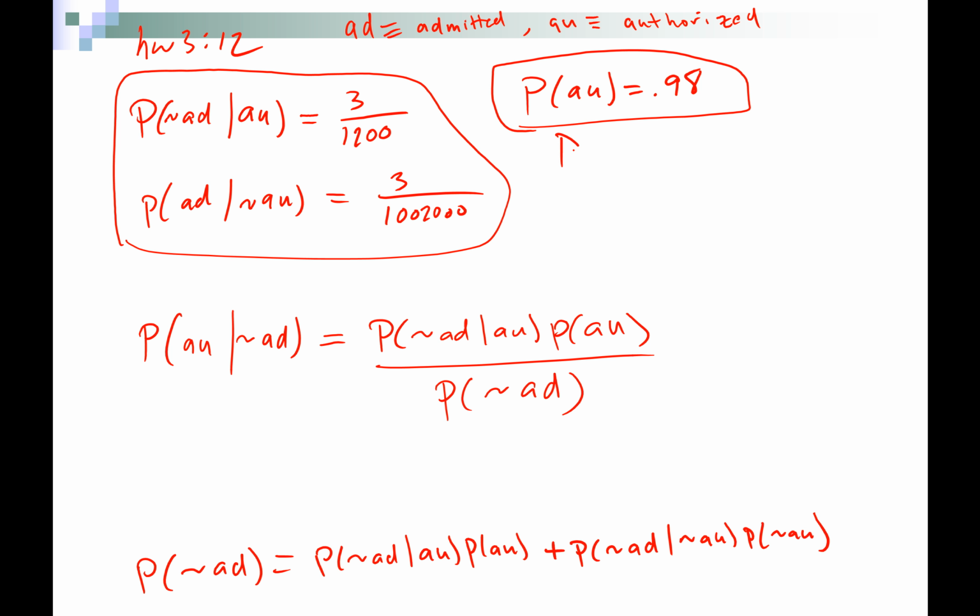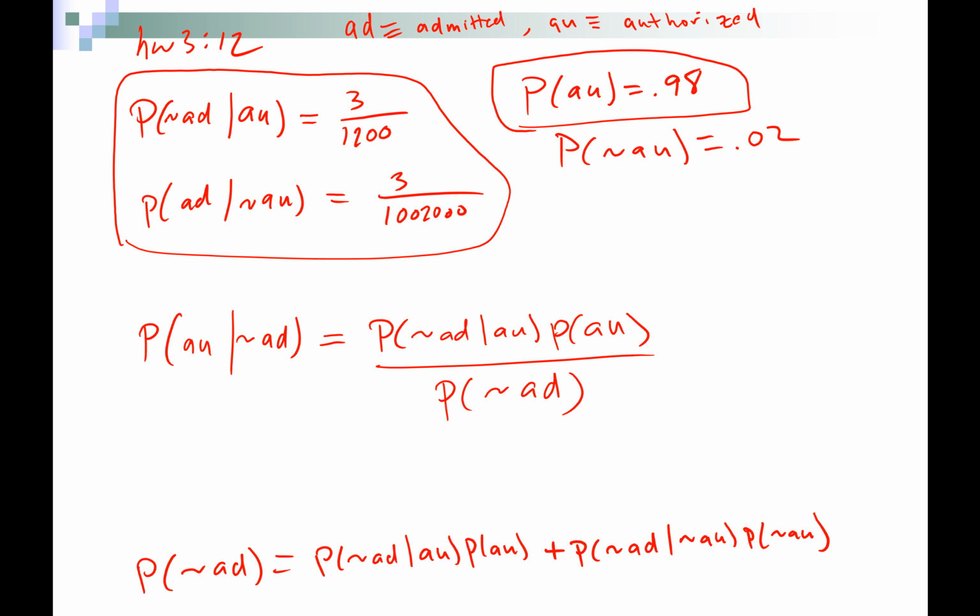Do we know the probability of being not authorized? The unconditional probability? Sure. How do we know that? Law of complements. That seems to be a recurring theme today. So 1 minus 0.98 is 0.02. There's a 2% chance somebody is not authorized. Without having any information, everybody walks up to the door, we'd say there's a 2% chance you're not authorized.